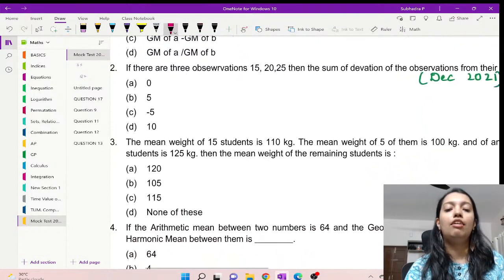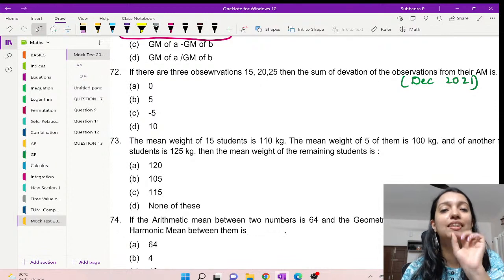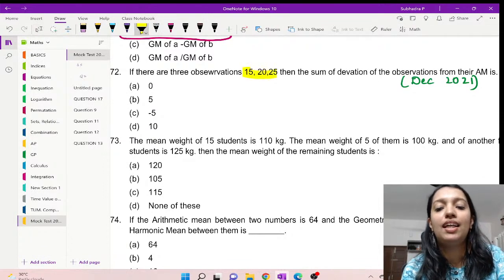Next, if there are 3 observations 15, 20, 25. Then the sum of deviation of observations from arithmetic mean. Arey baba, this is biscuit. 15, 20, 25.